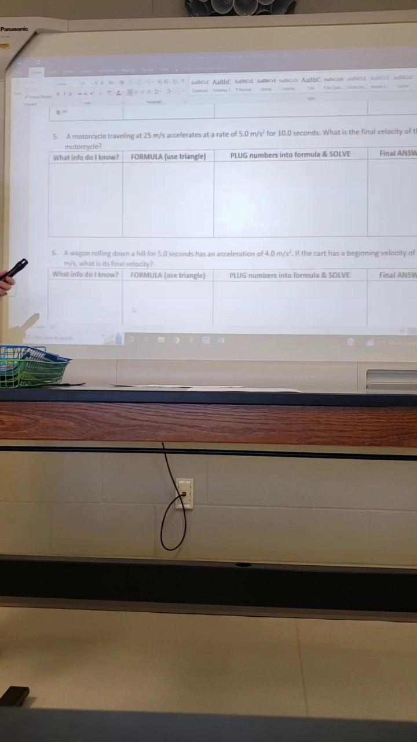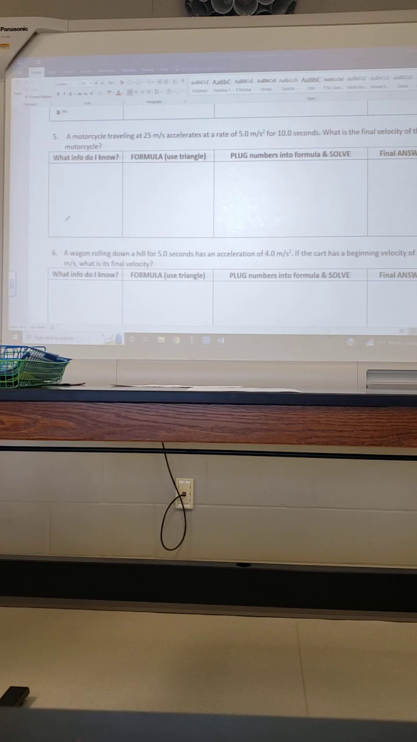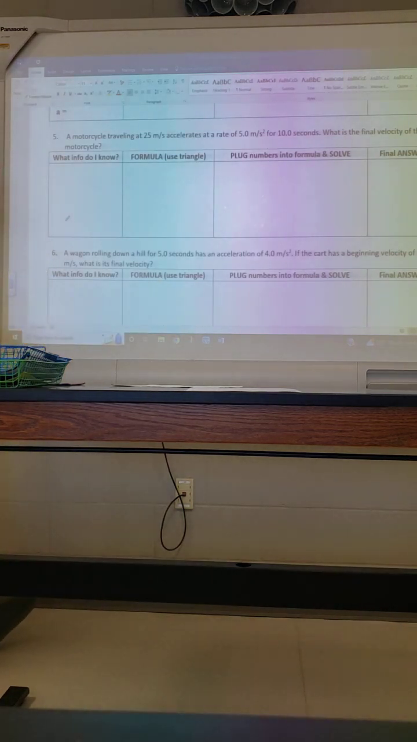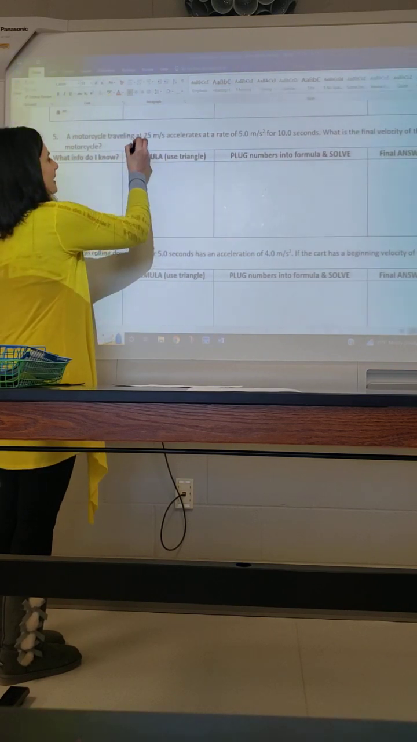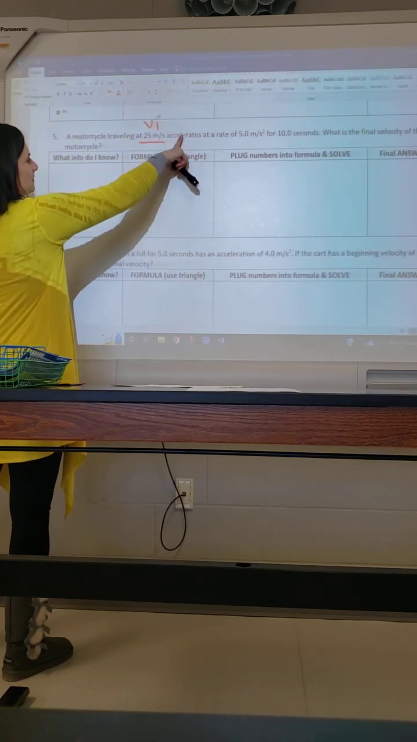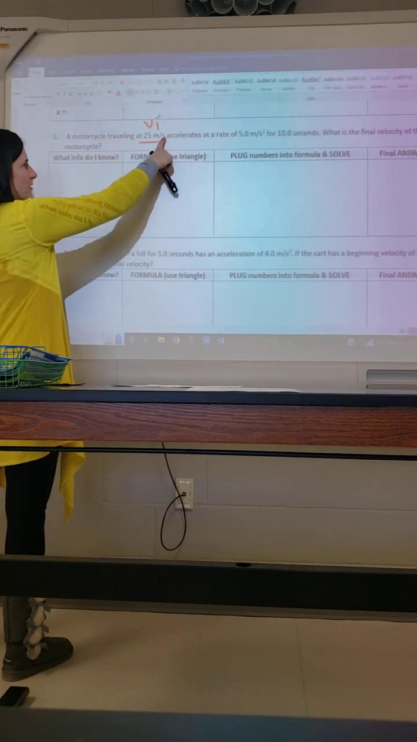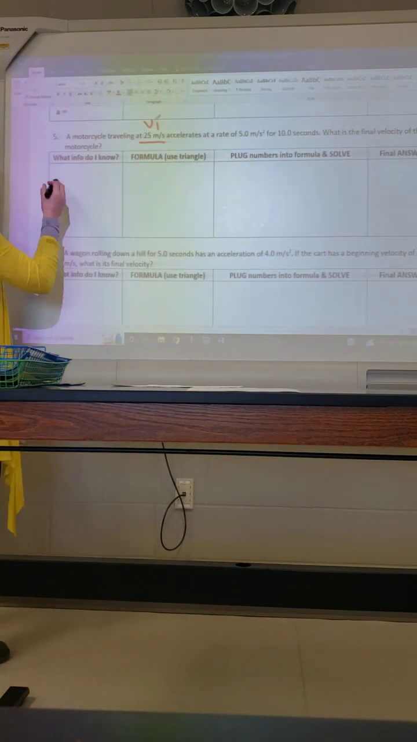Okay, let's look at number 5. All right, number 5. A motorcycle travels at 25 meters per second and it accelerates at a rate of 5 meters per second squared for 10 seconds. What is the final velocity of the motorcycle? All right, give me something, Garrett. 45 meters per second. Okay, and so what is that? Initial velocity. Okay, that's very good, because sometimes people will see accelerates and they're like, oh, it's accelerating for 25, but there's no square here. So this lets you know that this is going to be just a velocity.